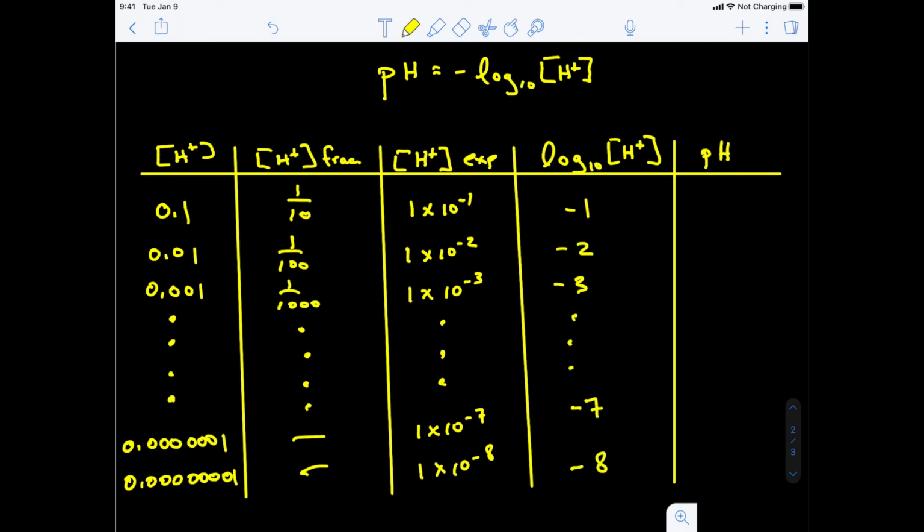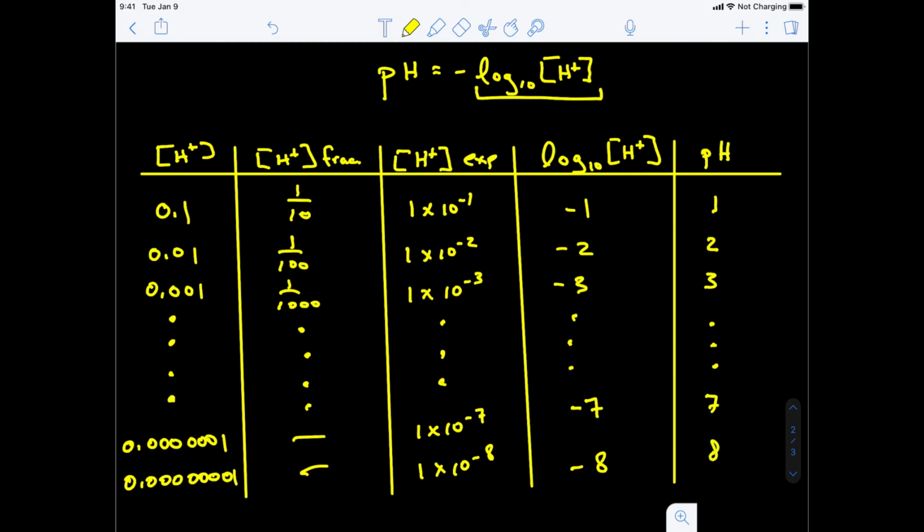Now, what we did was calculate this piece of the pH equation. We need to take the negative of that number to get the pH of that concentration. And so if we take the negative of -1, we end up with 1. The negative of -2, we end up with 2. Negative of -3, 3. And we can go on, 7 and 8.